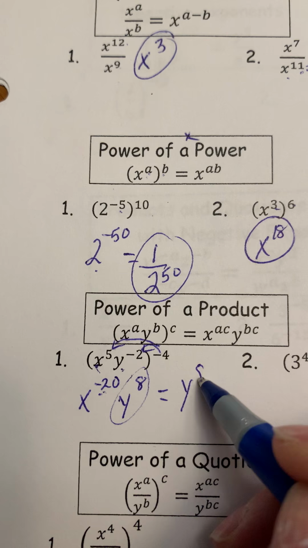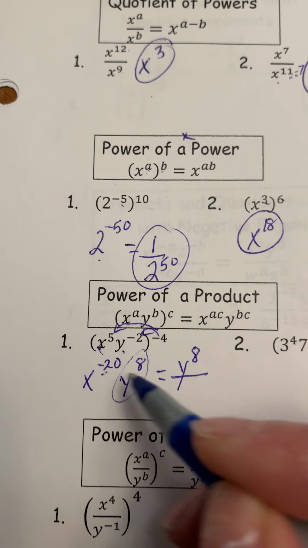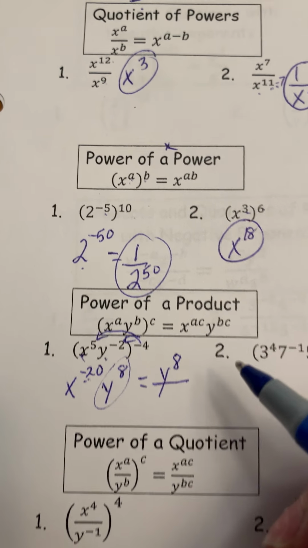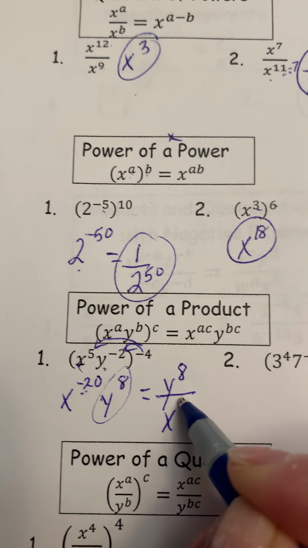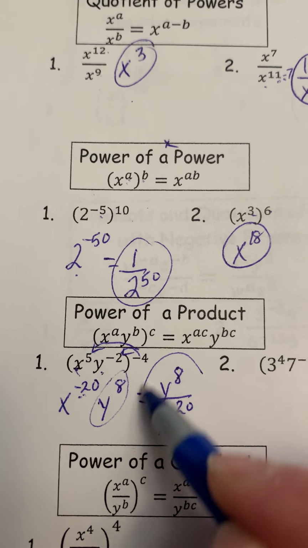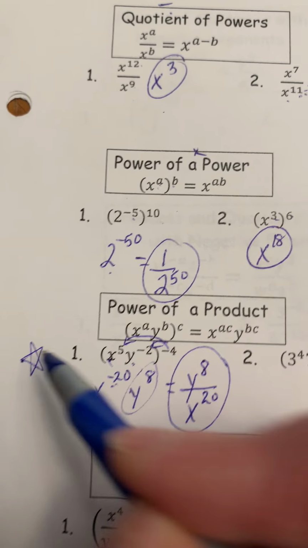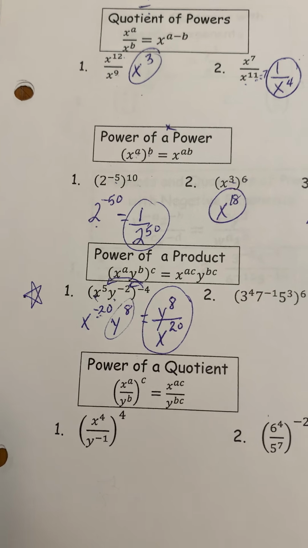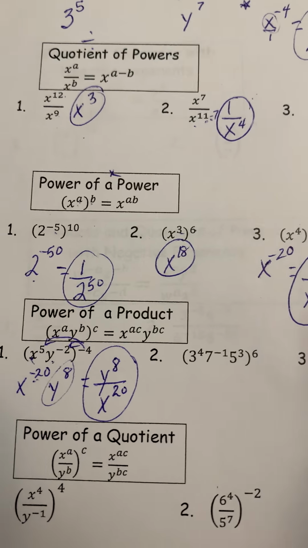So we're going to leave the y to the power of 8 in the numerator, and we're going to write the reciprocal of this. In this case, it just means we're going to move it to the denominator where it becomes positive. So this might be something that you didn't have a whole lot of practice with in grade 9, okay? And let me know, and then I'll help you out.